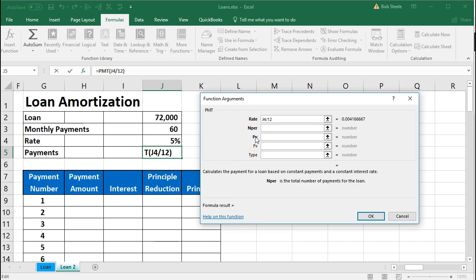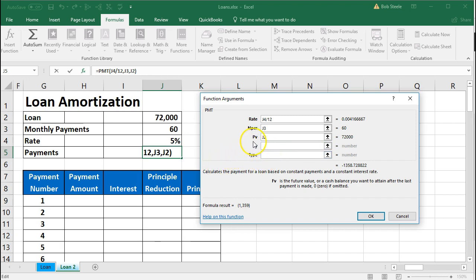And then we're going to say the number of payments will be 60 this time. And we're going to make an equal payment each time, just like we would on a mortgage or a car payment or something like that. Present value is going to be the $72,000, the amount of the loan. We don't need to use the future value. That's what it would be at the end of the loan, so we're going to leave that blank.